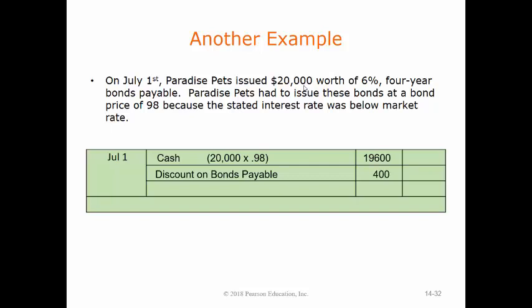And then bonds payable, like it always does, goes on the books with a credit for face value. Bonds payable in this case will have a face value of $20,000. And in this journal entry, we will have recorded the issuance of bonds payable at a discount.